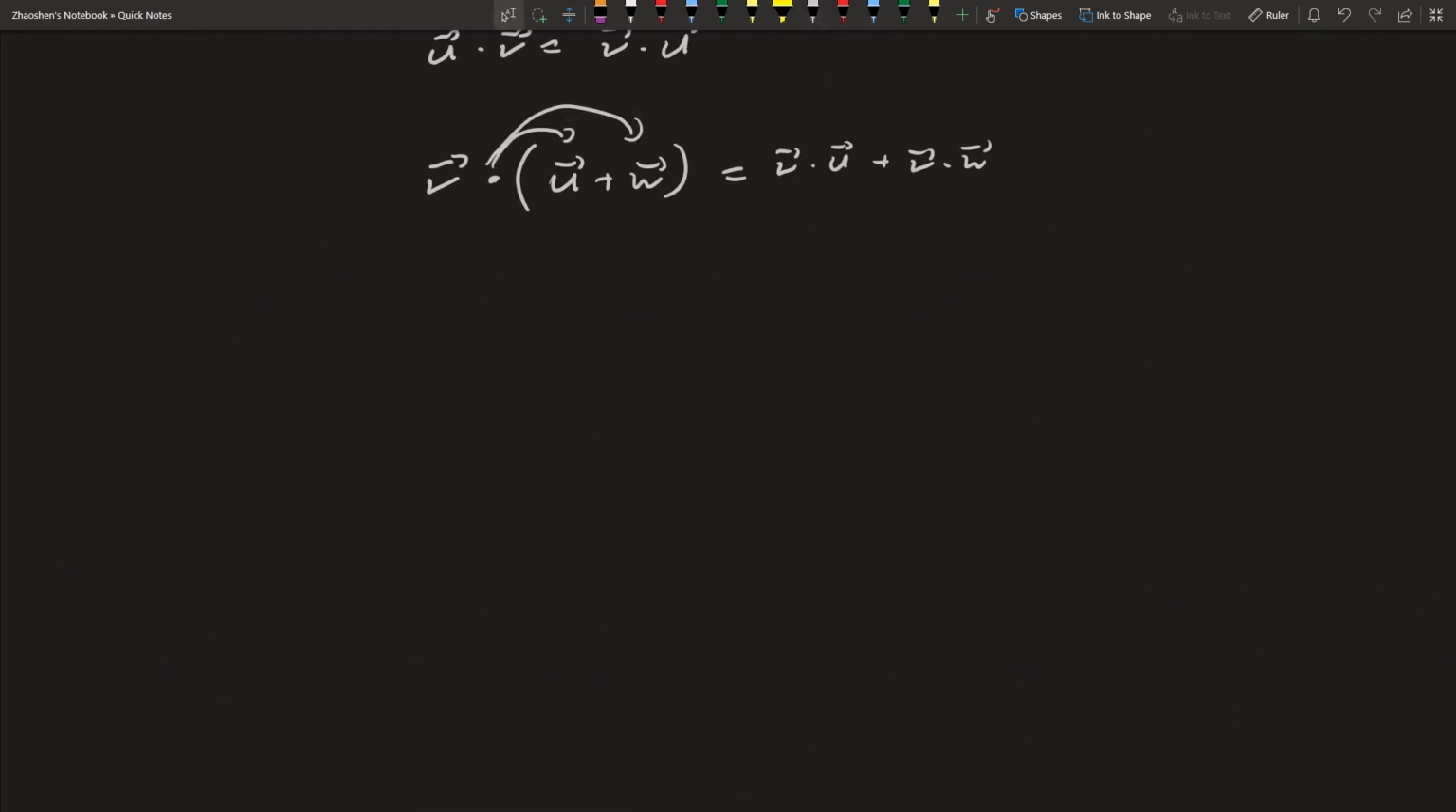Moving on, if I have a scalar times v dot u, that will be equal to a scalar multiple of v dot u, or v dot a scalar multiple of u. You can move that scalar around as long as they're all multiplication.